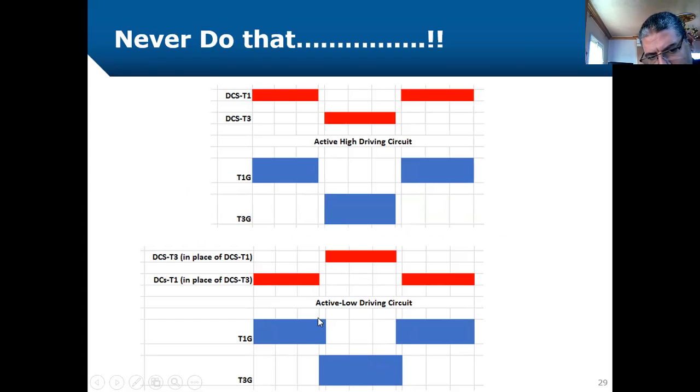Here, the dead band is not a dead band. There is overlap in conduction between upper switch and lower switch. Even though the DSP has generated already the dead band, this concept is invalid and it should be never used to replace inverting stage ahead of the active low driving circuit.